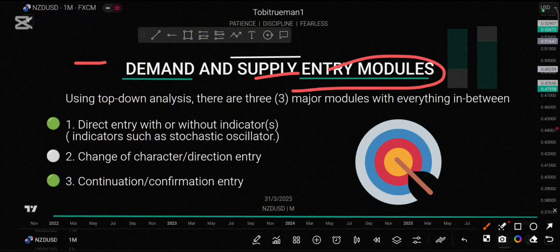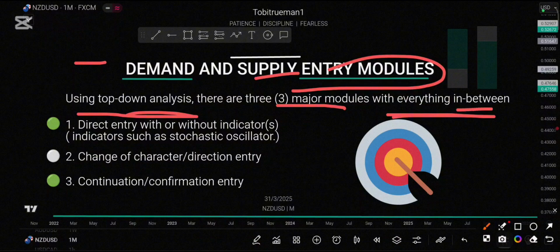Now, like I said before, we are using top-down analysis, and there are three major modules with everything in between. Anytime I use this statement, everything in between, it means that there are rules and regulations guiding these modules for you to be able to work effectively. All right, there's nothing 100% in trading, but we just want to make sure that we are doing it the way it's going to make us profitable.